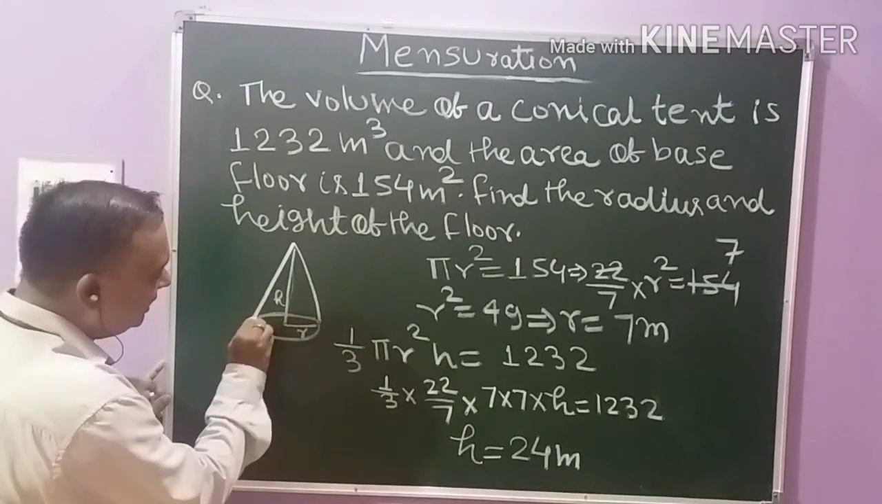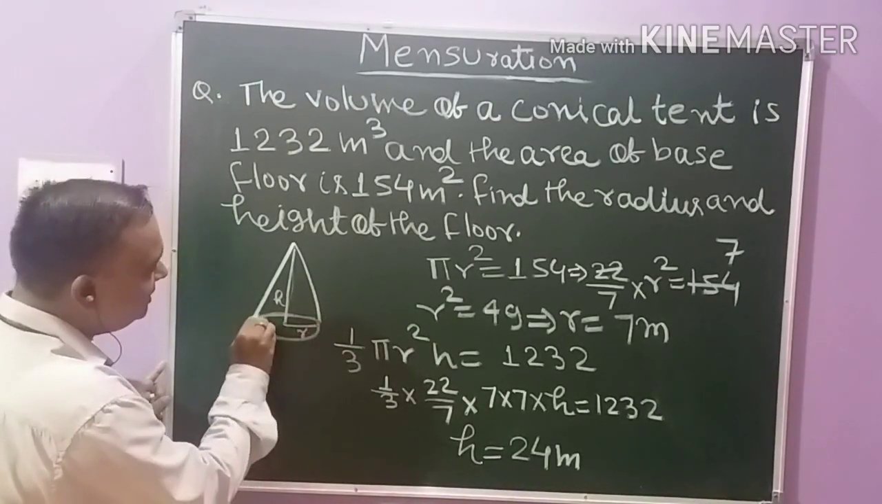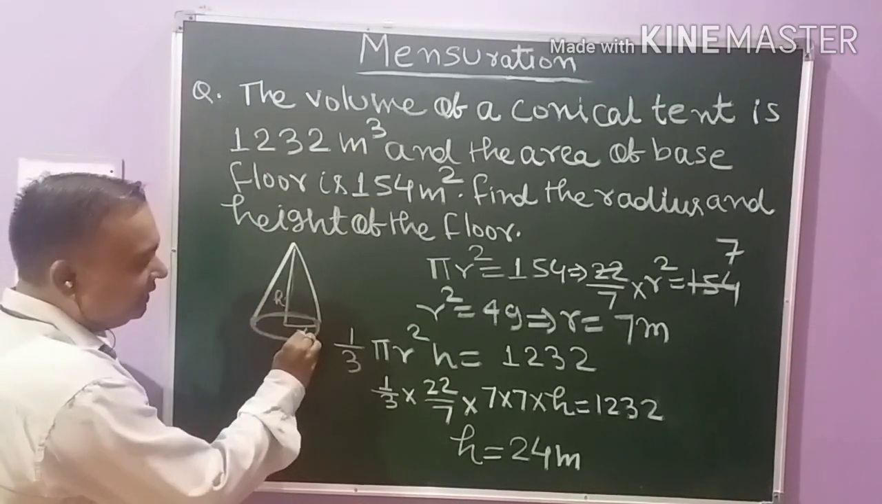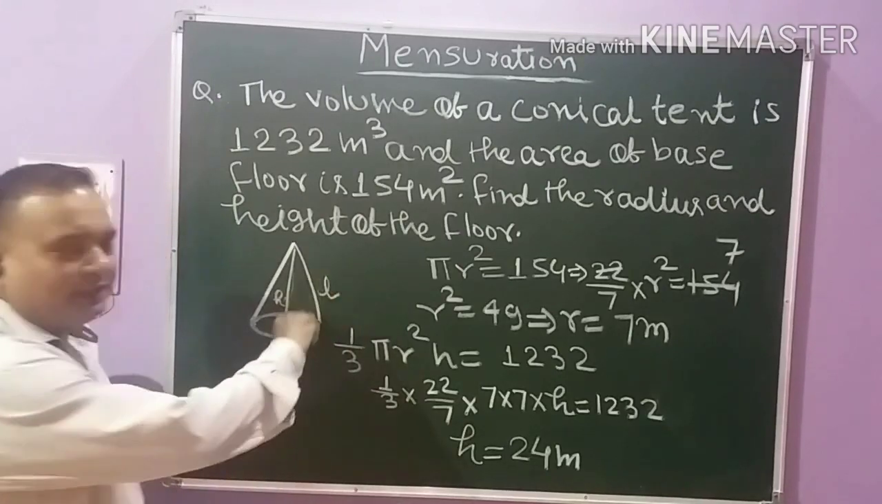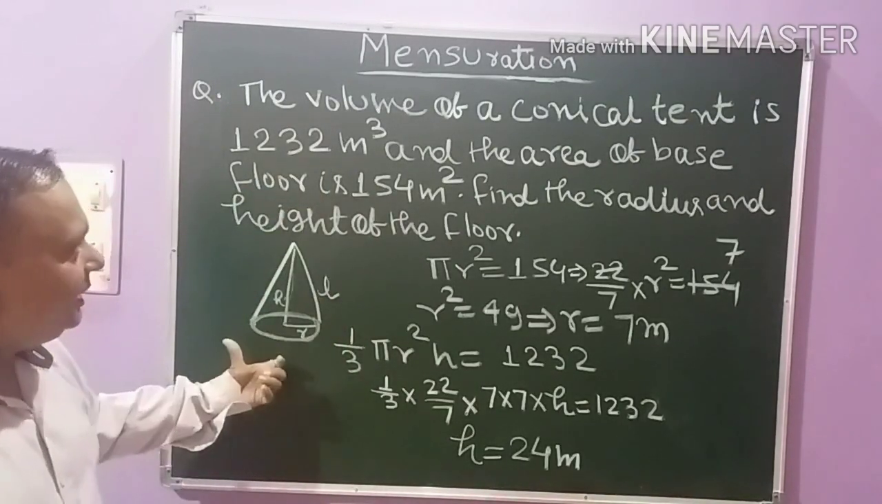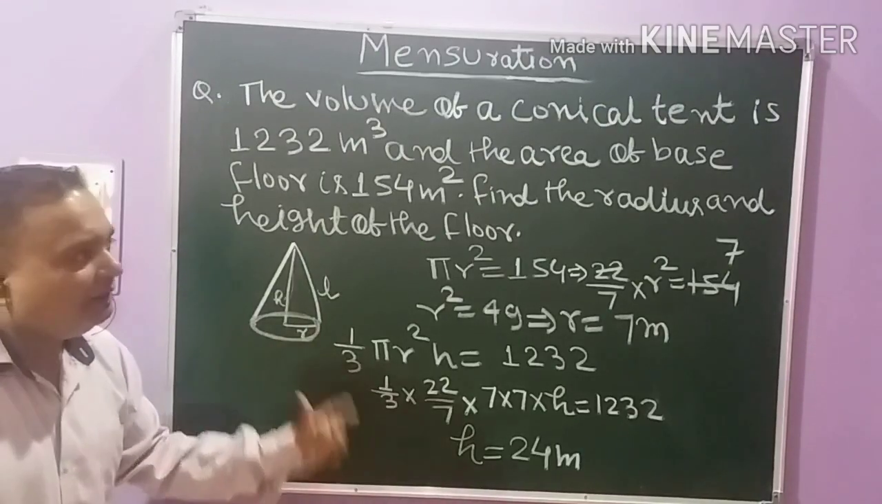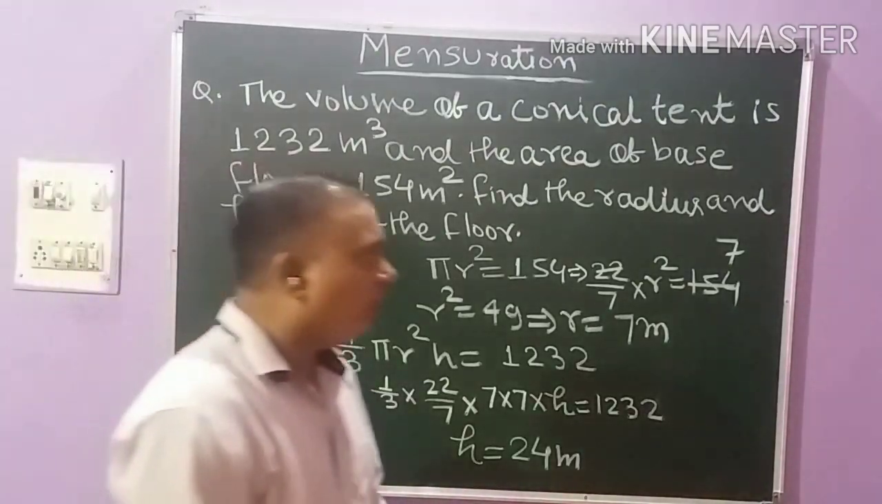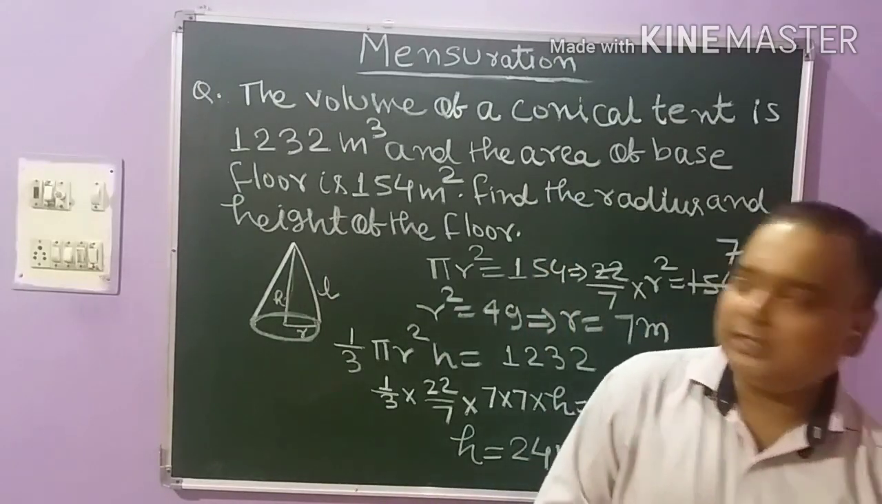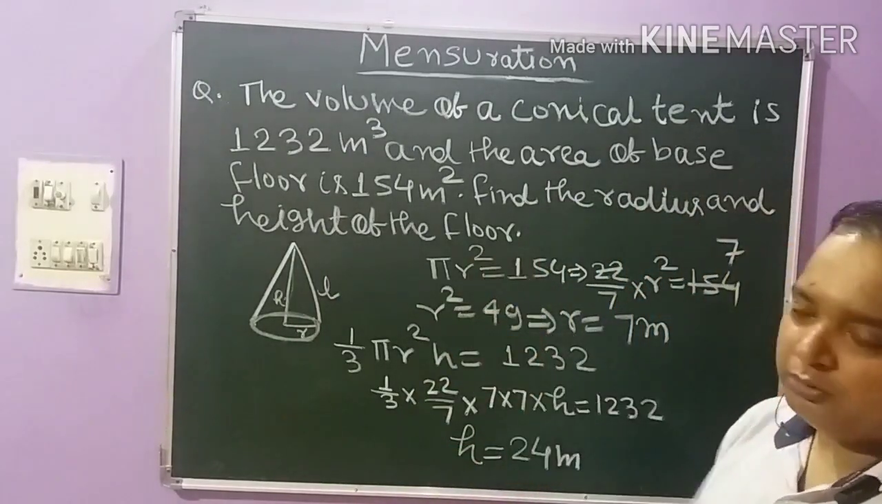Now what is the area? This area is known as the base area. It is clear. It is the height, it is the base radius, and that is the slant height L. So we have given the volume of conical tent and the base area. We have to find the radius of the floor, the radius of the conical tent, and the height of the floor.